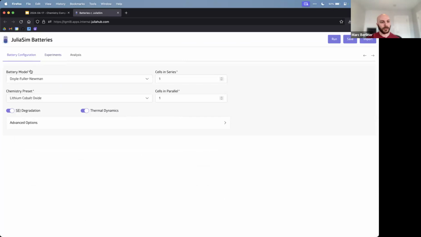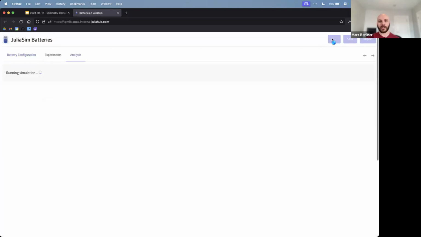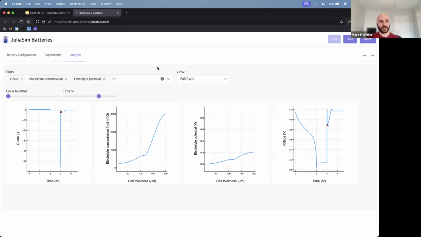We can go back to our configuration, see we've enabled the SEI degradation, as well as our thermodynamics. And all we have to do is hit run. And just like we had for the other experiments, in a matter of seconds, we can see the results for 50 entire cycles of a charge and discharge protocol. So right now we're viewing the full cycle for one full discharge and charge protocol.